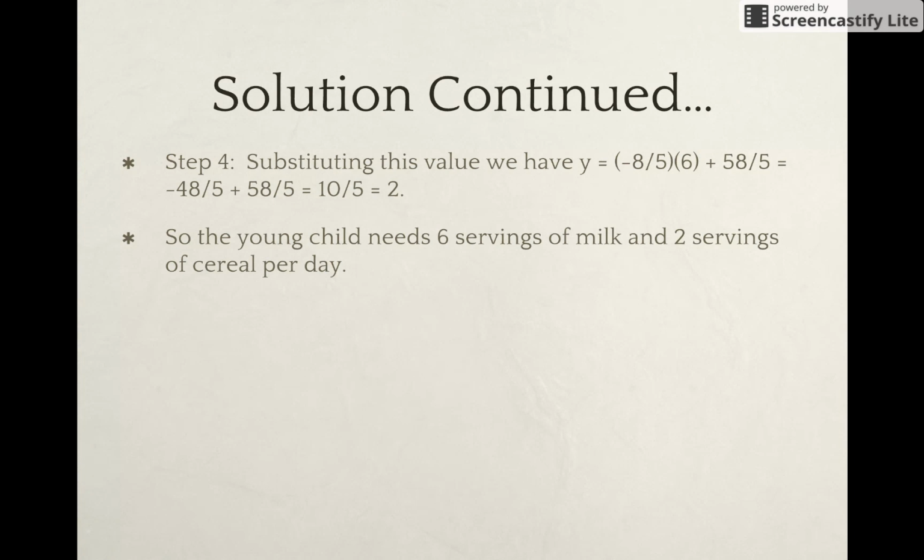Step 4, we'll substitute this value of x into any of the equations. I'll choose the equation that we formed in step 1. When we do that, when we let x equal 6, we find that y is equal to 2. And so the young child needs 6 servings of milk and 2 servings of cereal per day in order to meet the requirements for protein and calories.